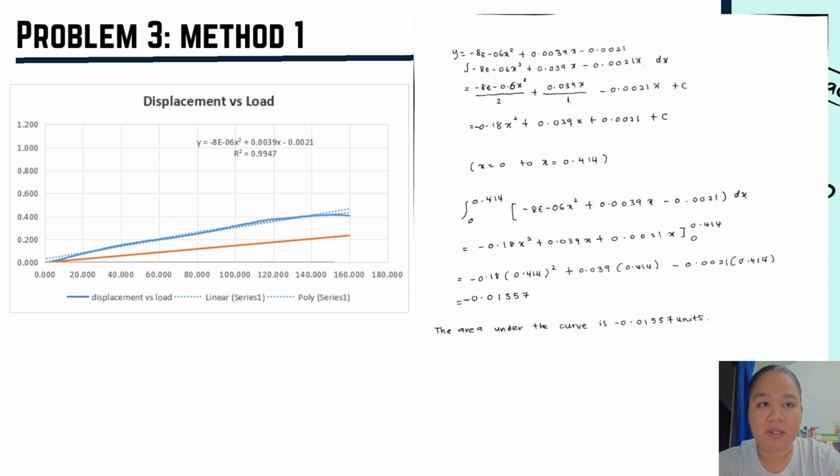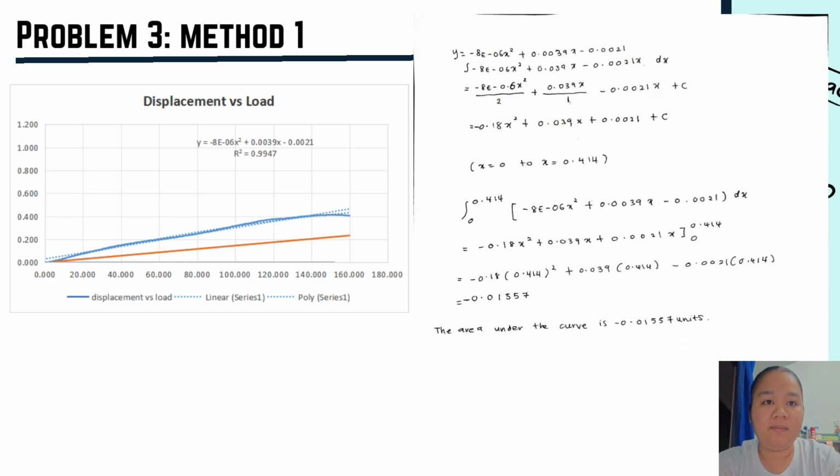So my name is Melissa. I will present problem 3 for method 1. So this is the graph that we got for our data. So our data max point is from 1 to 153.